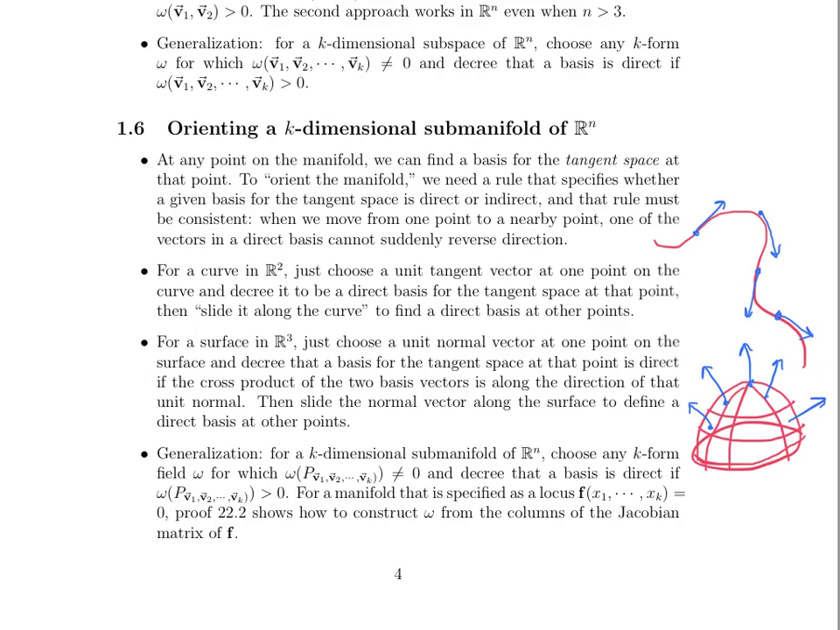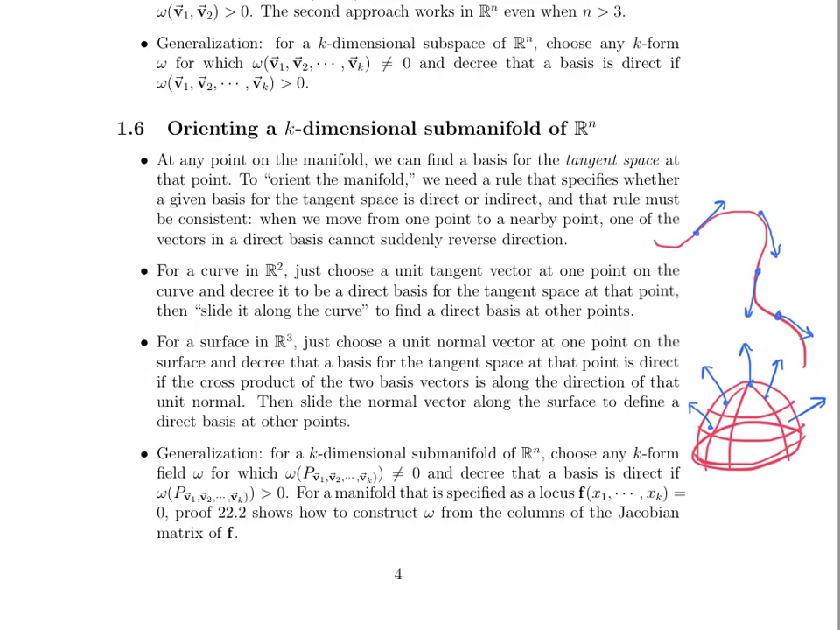So what's the generalization? If you have a k-dimensional submanifold of R^n, you choose any k-form field for which it will return a non-zero answer when acting on your basis of the tangent space of this manifold, and decree that a basis is direct if it consistently returns a positive number, and it's indirect if it consistently returns a negative number.